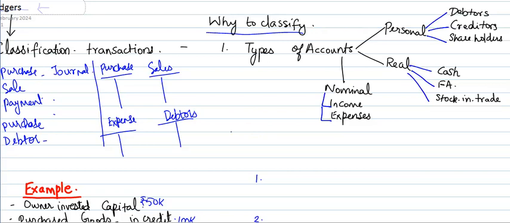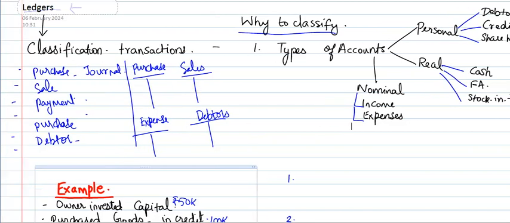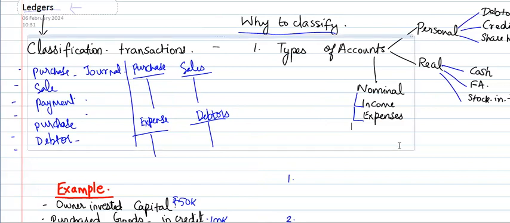But if the financial transaction doesn't evolve from a journal to a ledger, then it will lose its value. So we prepare the ledgers and post them into the ledgers.